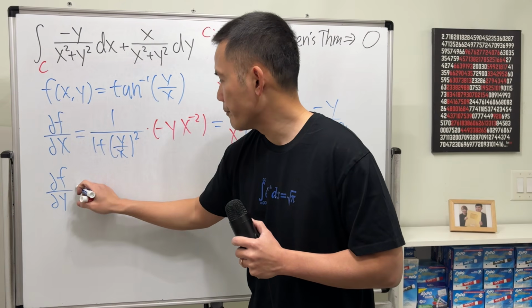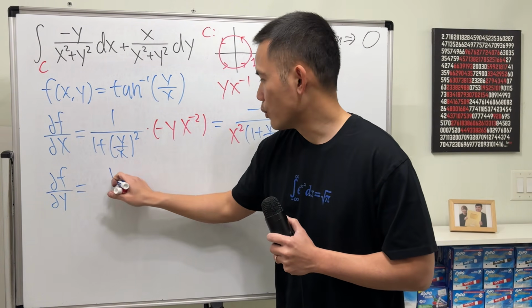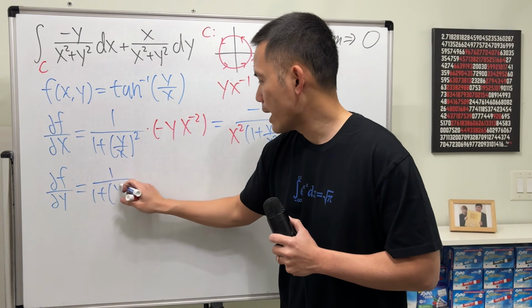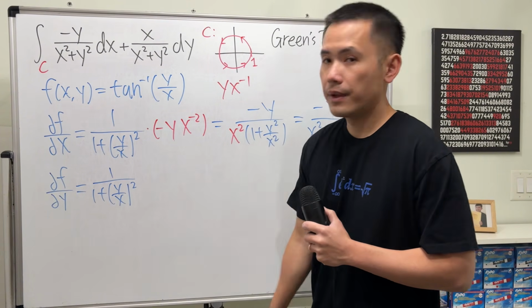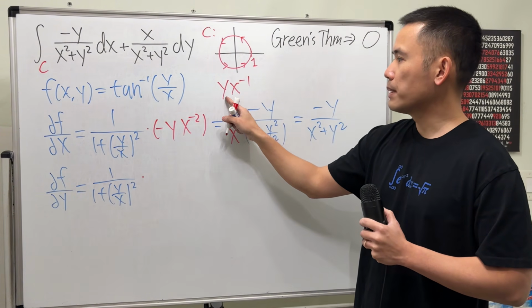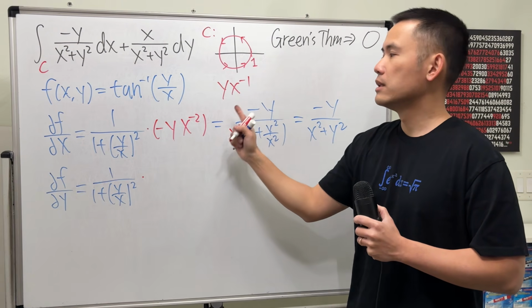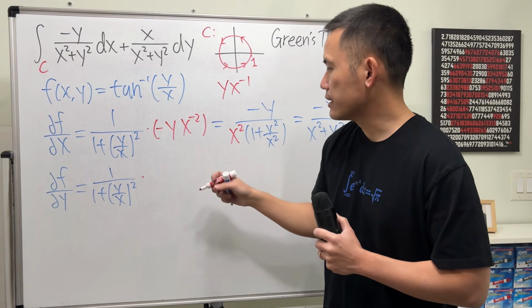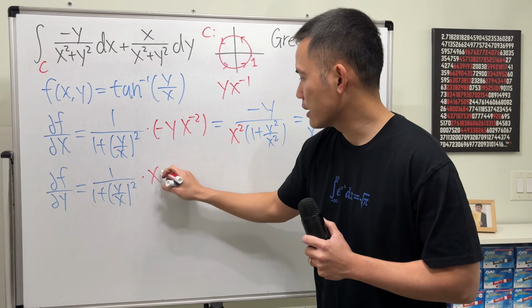And then if we take the partial with respect to y. Here's still 1 over 1 plus y over x squared. This time we multiply by the derivative of this with respect to y, and that will give us 1. So we still need x to a negative 1. I'm just going to write it down like this.